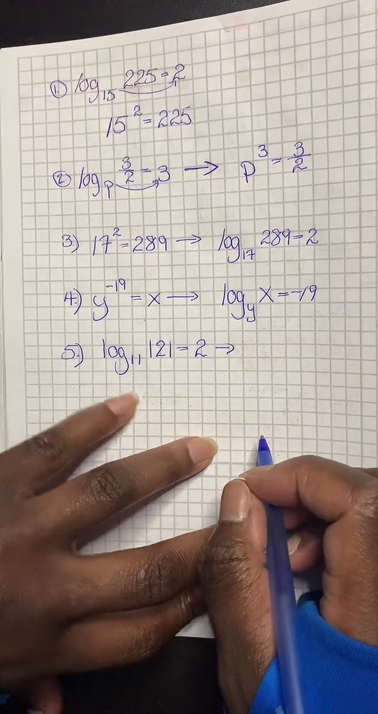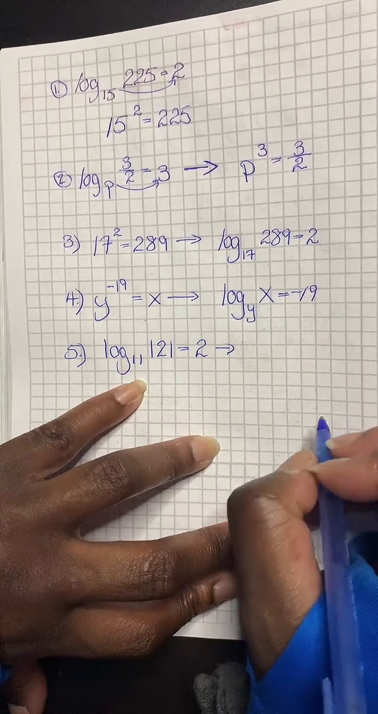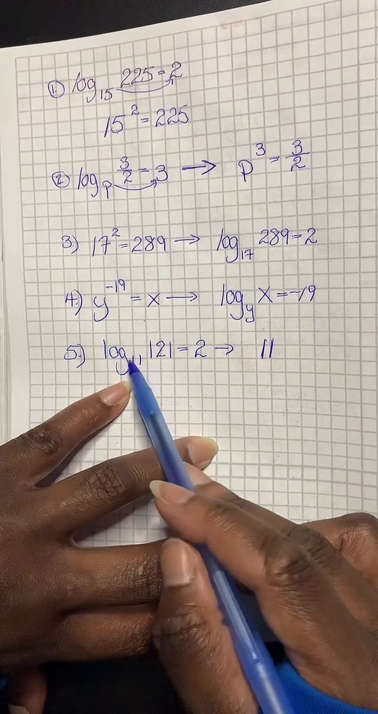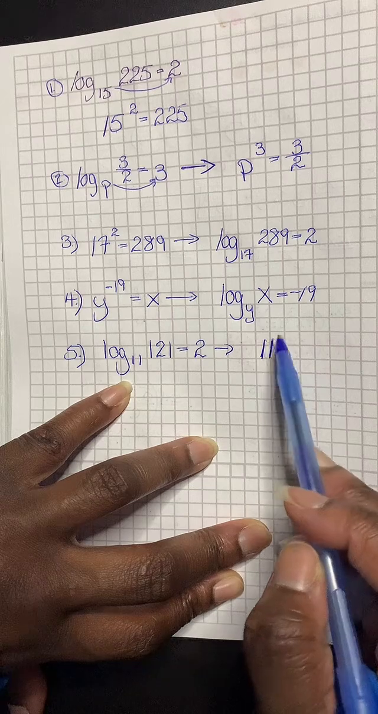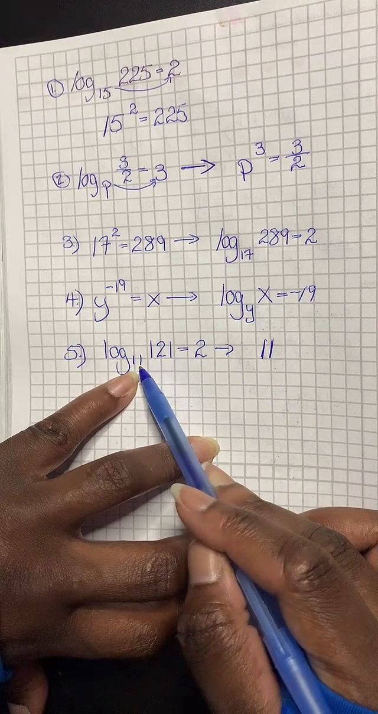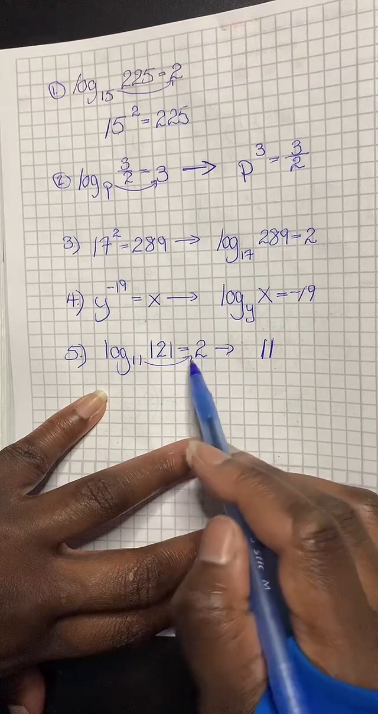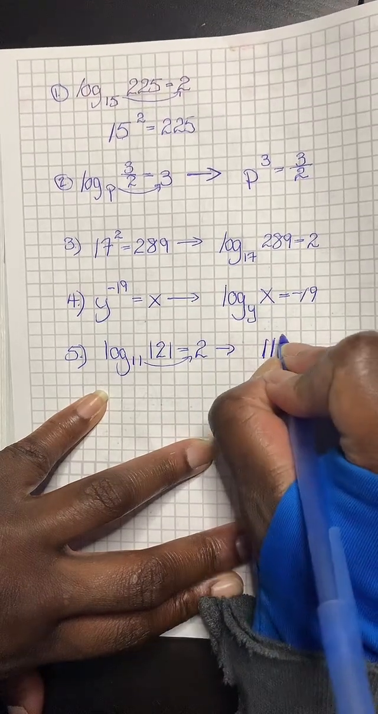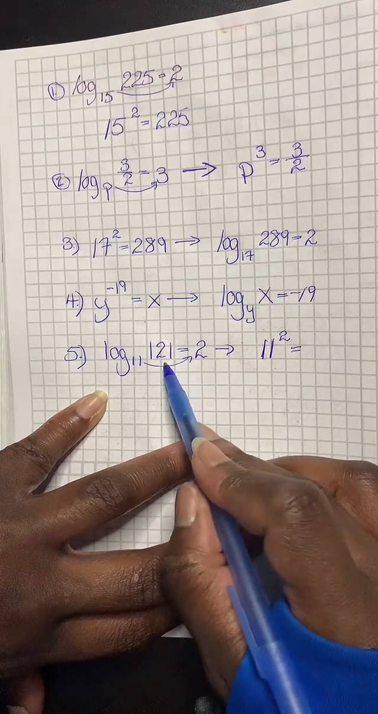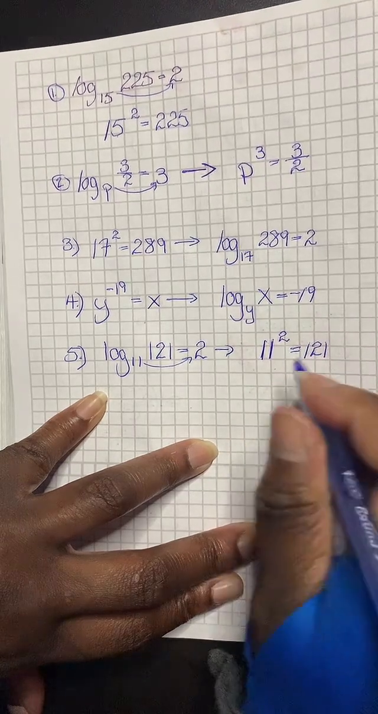Okay. All right. So let's go with this. My base is 11. Because when we go from log to exponential, we don't need the word log. So we have our base of 11, and that means after the equal sign will be my exponent, which is 2. So that's 11 squared equals my result, which is 121.